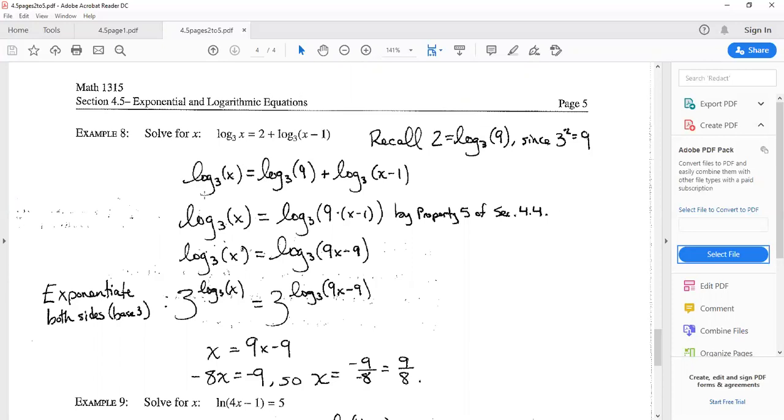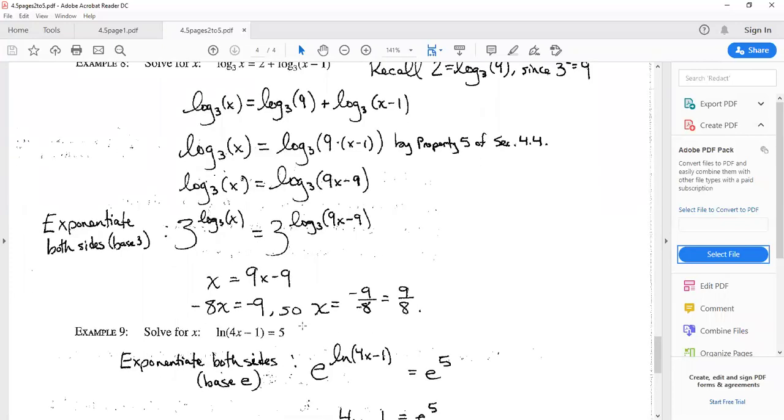And now we can use one of the logarithm rules to simplify the right side of the equation. So this becomes log base 3 of x equals log base 3 of the product, 9 times x minus 1. Now we can rewrite that as 9x minus 9 inside of there. That's fine. And now we have one of these nice equations with a logarithm of the same base on both sides. So we can exponentiate both sides with base 3. And we get 3 to the log base 3 of x equals 3 to the log base 3 of 9x minus 9. But then these two operations undo each other, and we're left with just x equals 9x minus 9.